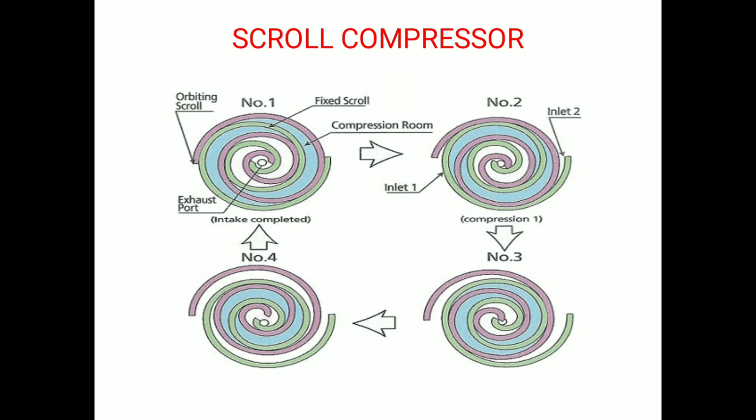So the compression takes place between these two scrolls. One is orbiting, another one is fixed. So these are the stages of compression, where actually the compression takes place.